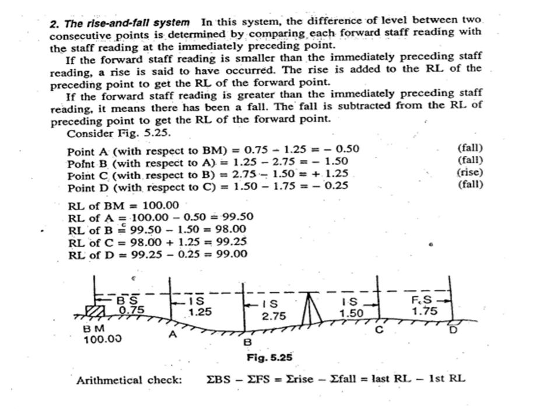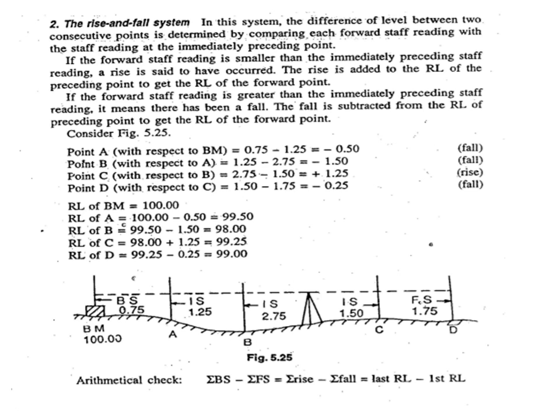First of all we are going to consider the staff reading at benchmark and at points A, B, C and D. They were 0.75 on the benchmark, 1.25 on A, 2.75 meter staff reading on B, 1.5 on C, similarly 1.75 meter at D. By making use of that we are going to calculate the rise or fall.